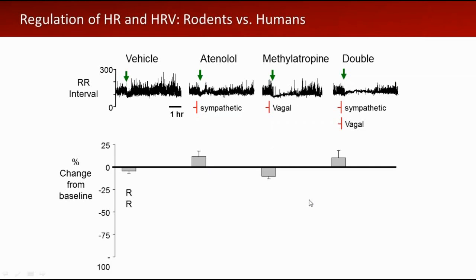If you pay attention to the data to the right, you can see that when you give a sympathetic blocker, you see an increase in the percent change from baseline. This increase in your RR interval means your heart rate is slowing down, which makes sense when you're blocking the sympathetic or excitatory part of the autonomic system. If you look at our vagal data, when we block with methylatropine, you see a percent decrease in your RR interval, which again corresponds to an increase in your heart rate. But when we block them together, these data basically mimic the sympathetic blocker alone, which suggests that heart rate is in fact a sympathetically dominated characteristic in mice.